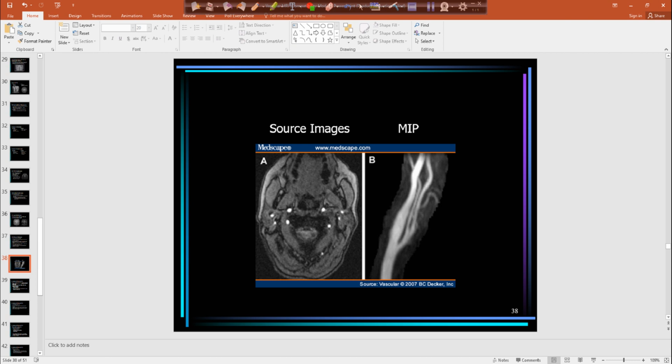Alright, so I hope that clarified a little bit of what's going on with a maximum intensity projection.